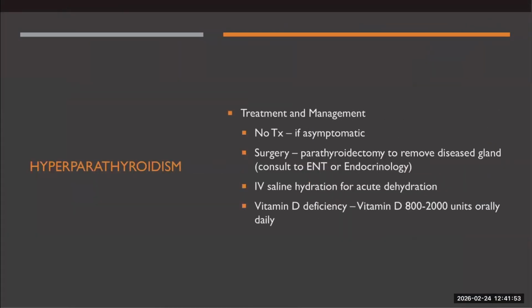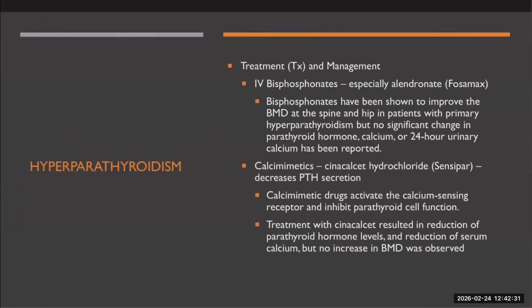Treatment and management. If they're asymptomatic, no treatment is needed. If they are symptomatic, you can just do the surgery and remove that parathyroid gland that's causing the problem if it's diseased. And there's our infamous go to ENT or endo. If you go on that ENT rotation, and you guys had a little clinical spiel with Dr. Sales yesterday, the ENT surgery, parathyroid, those are some of the things you'll be doing there. Saline for dehydration, and give them some vitamin D because of the deficiency they're going to have. That's basically it for that part.